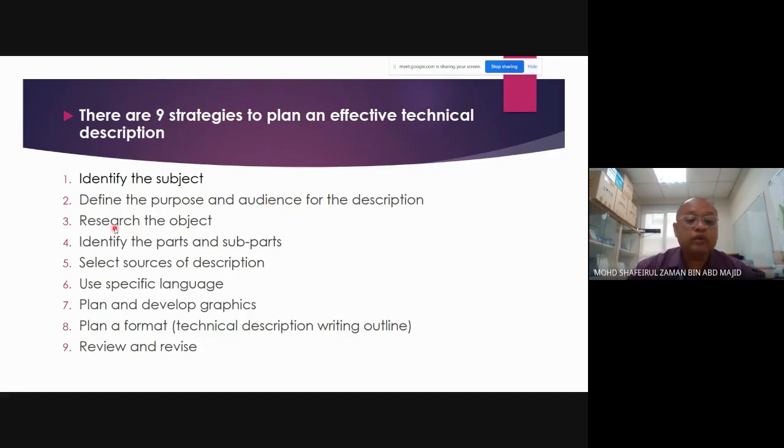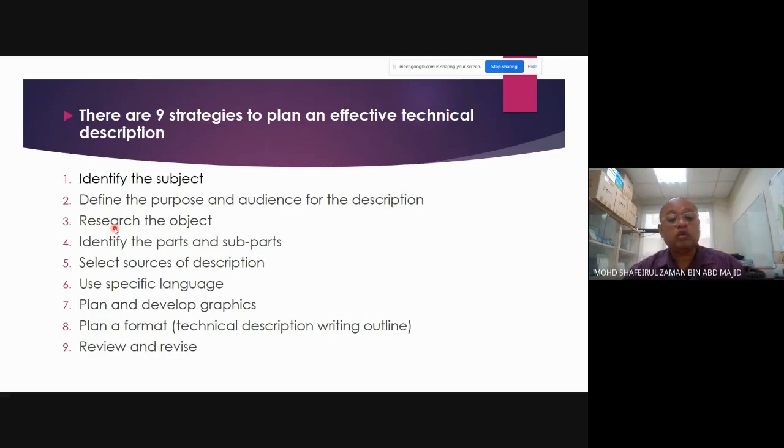Number three, you need to do some research regarding the product. Luckily we are living in 2021, so everything is just by tapping the search button in online search. You need to search about the object or the product online, and then find all the relevant information regarding the product.